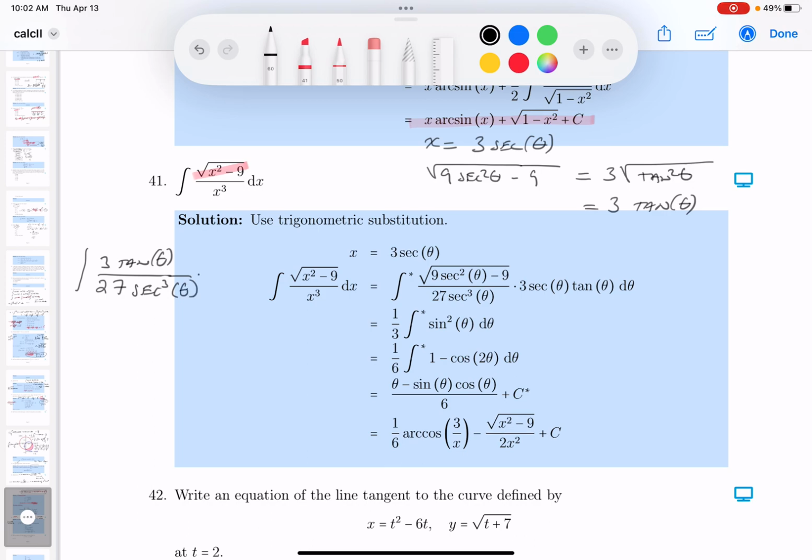I need to write down dx now. What's dx going to be? 3 secant theta tan theta d theta. I'll write that down for you. So it's going to be 3 secant theta tan theta d theta. Wow, that looks much worse than it was.